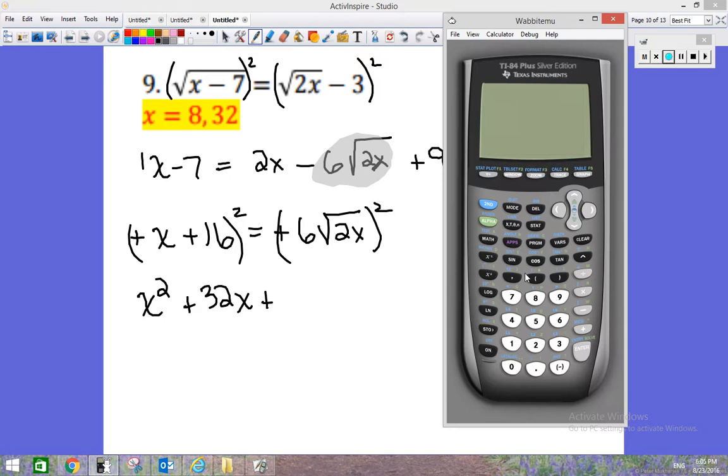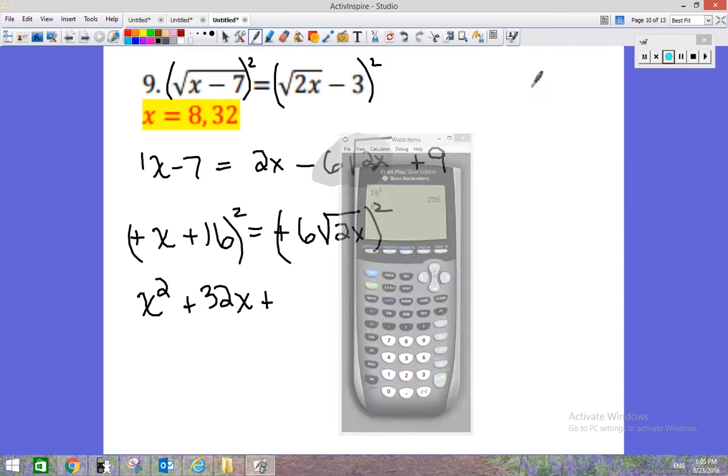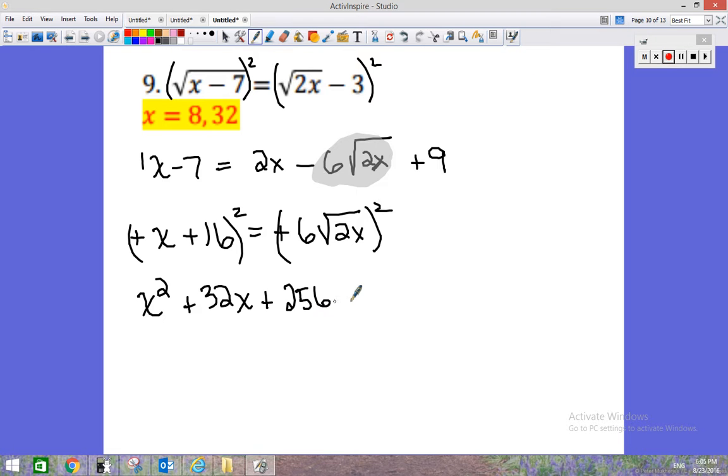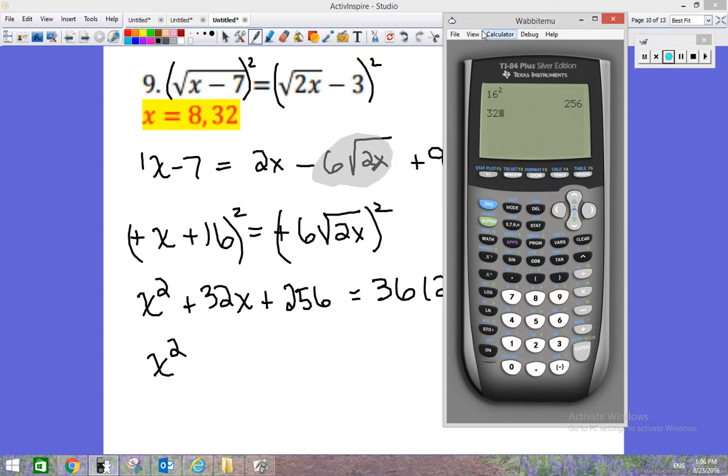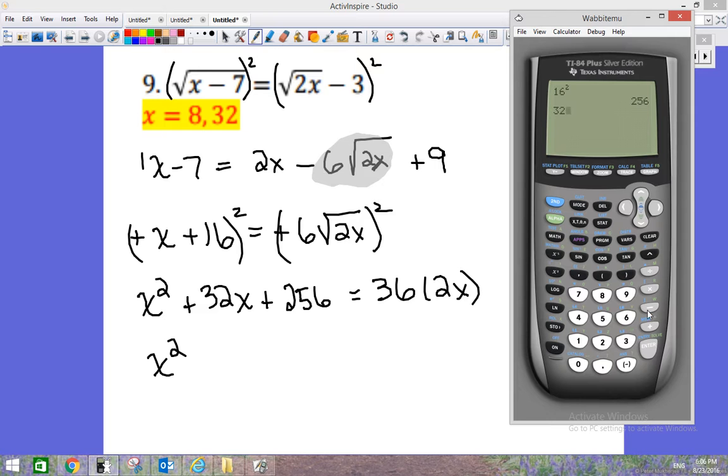261. You know what? I always forget what it is, even though Mr. Cook told me the other day. 256. And here 36 times 2x, because the radical goes away. Alright, so I have this 32x minus 72x, a negative 41. No, I keyed it in the calculator wrong. 32 minus 72 should be negative 40.